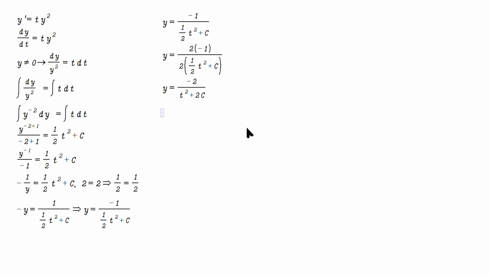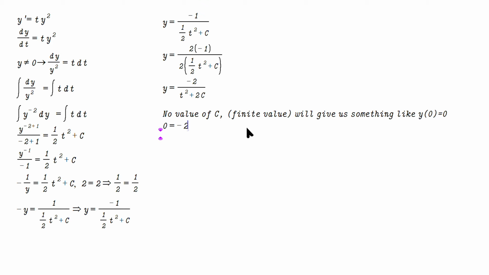Really important observation: no value of c, specifically, let me be clear, finite value. If c is made huge enough, then you have to be a bit more careful. But for our purposes, no finite value of c will give us something like, say, y of 0 is equal to 0. Let's try it. Imagine you want an output of 0 for y, and then you have negative 2 over 0 squared, replacing t with 0, plus 2c.